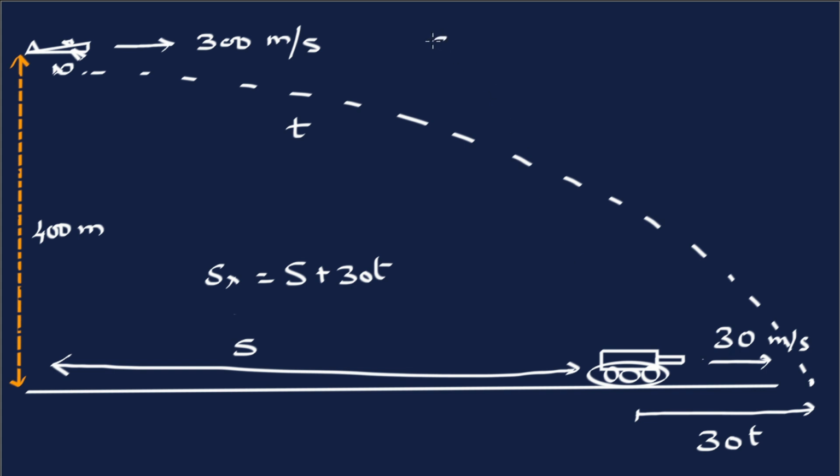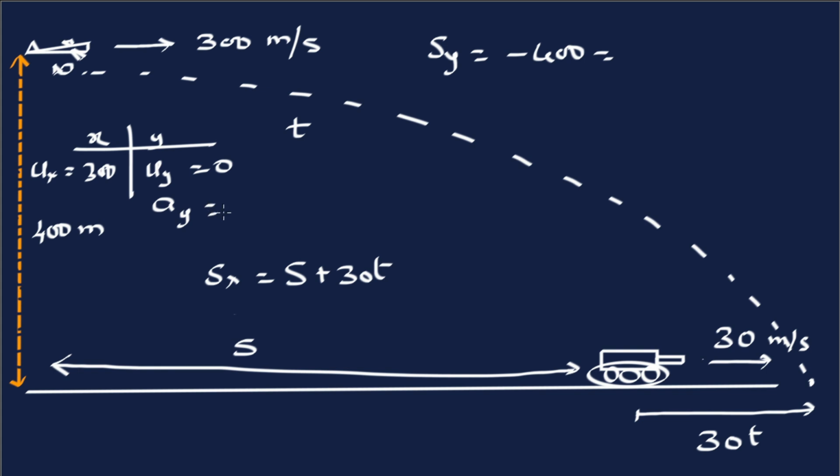So as before, Sy for the bomb is minus 400, x and y. As before, y is upward, x is to the right. Ux is 300 in this frame. Uy is 0. Ay is minus 10. Ax is 0. So Sy is minus 400, S is equal to ut plus half a t squared. So t is root of 80, and the time of travel should be the same in both frames of reference, so not surprising it is root of 80.